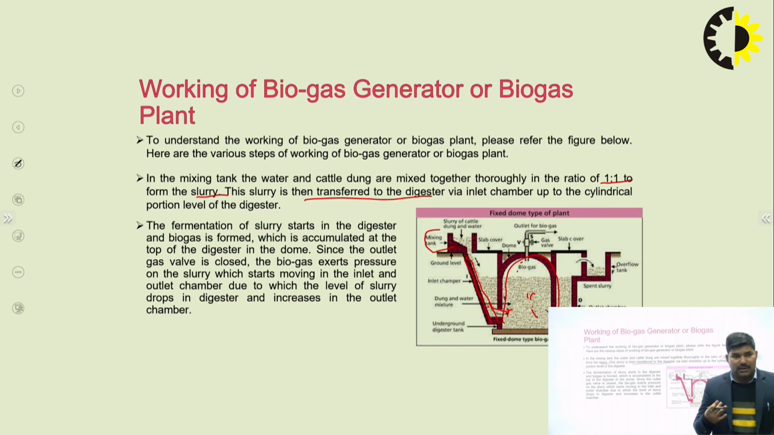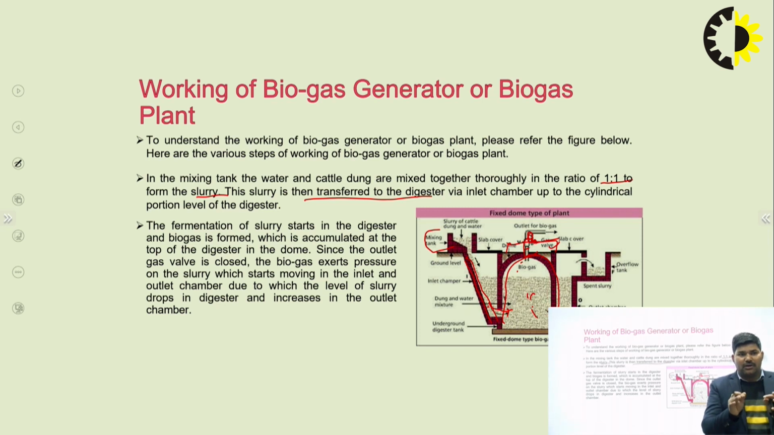The biogas accumulates at the top of the digester, in the dome. Here you can make one gas chamber and put a valve here. After all the gases accumulate at the top of the digester, since the outlet gas valve is closed, you can see the gas valve here.